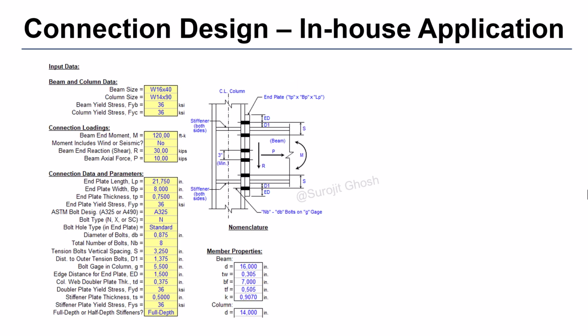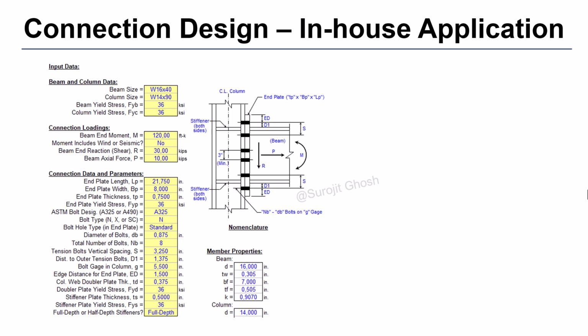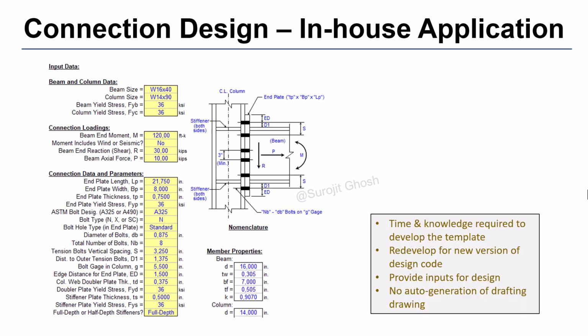Second method and one of the common alternatives is an in-house application which can design different common types of connection based on user input. I know some of you are already using this type of application. Though this is more efficient than the manual approach, there are some limitations for which it is not always an ideal method. One of the challenges is to develop this template based on the codal provision and user input. And when a new version of the code is published, we need to redevelop this for that version.